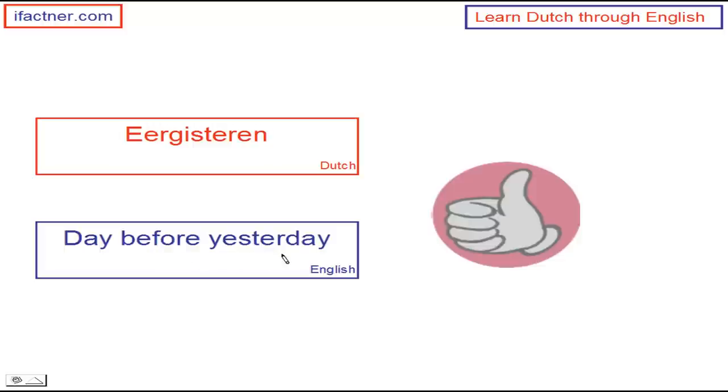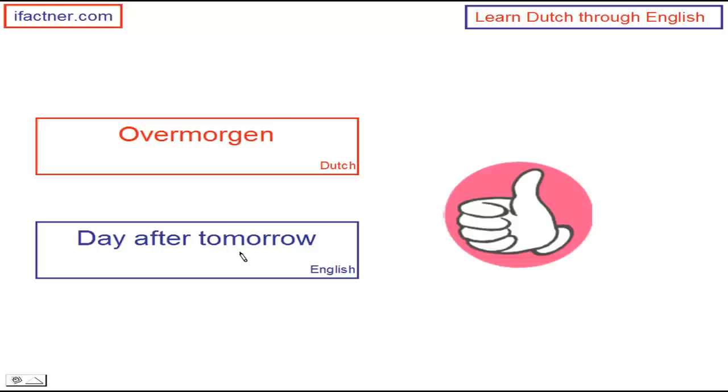The day before yesterday is called eergisteren. E-E-R, eer. G-I-S-T-E-R-E-N, gisteren. Eergisteren, day before yesterday. The day after tomorrow is called overmorgen. O-V-E-R, over. M-O-R-G-E-N. Overmorgen.